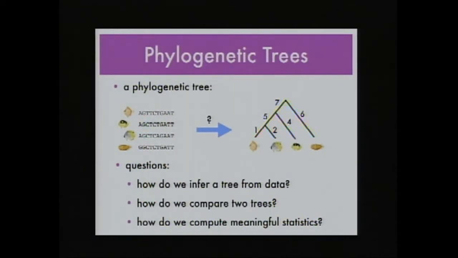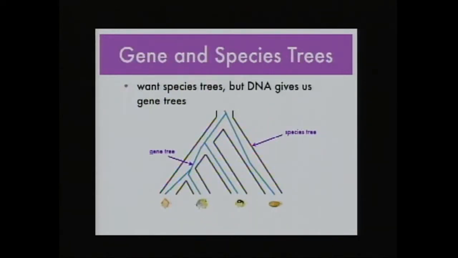And then there are other questions. How do we compare two trees? These aren't numbers, so we can't just add and subtract them. And also, how do we compute meaningful statistics on trees, things like confidence intervals or the probability that we've reconstructed the correct tree? So I'm going to zoom in a little. Those are some of the overall questions asked in the area of phylogenetics.